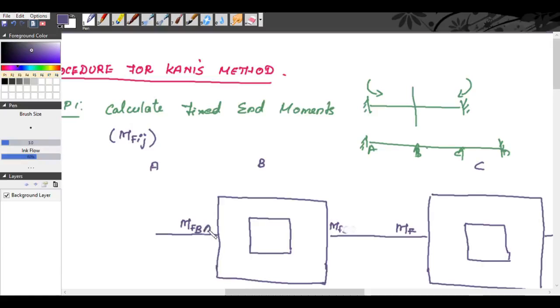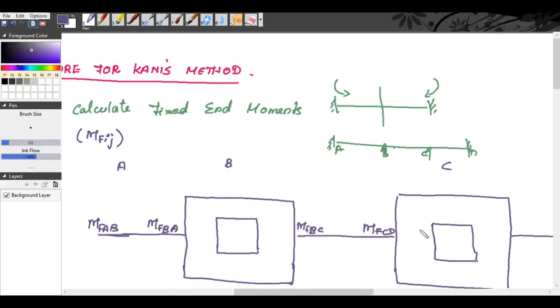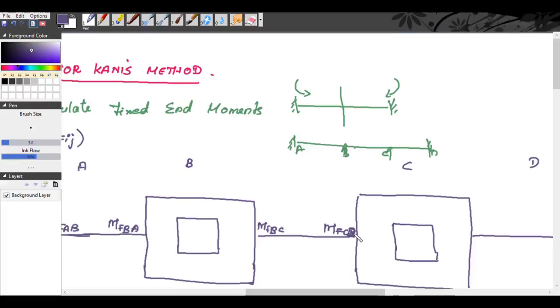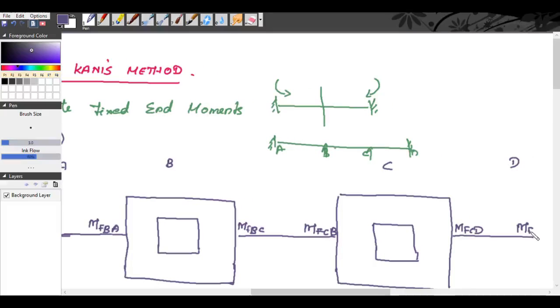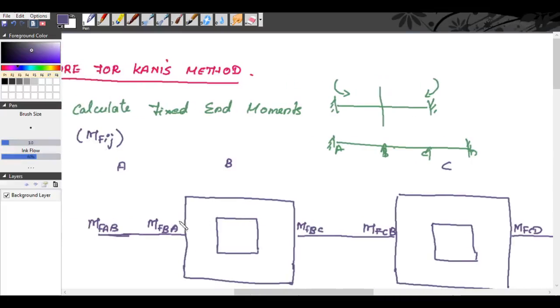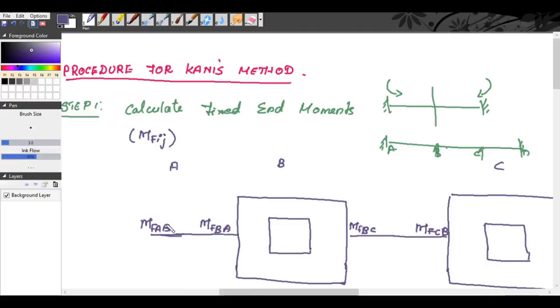This is MFBA. Here you will be writing MFAB, so MFBC, MFCD, sorry, MFCB. This is MFCB, MFCD and MFDC. So after finding the fixed end moments, you have to write these values outside of the outer square box. Okay, that is your step 1.